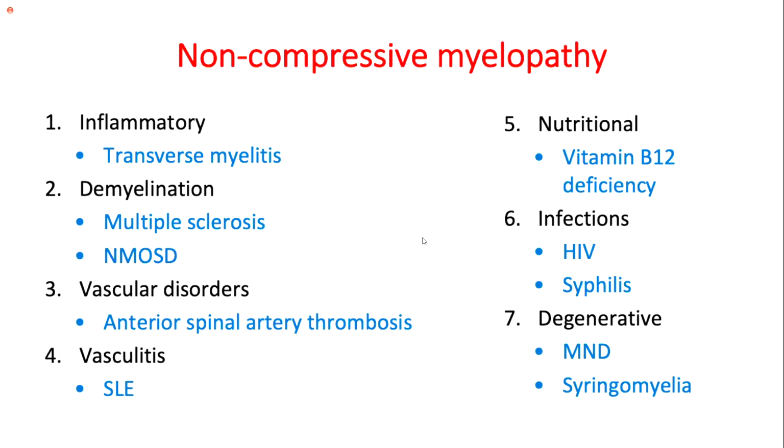And then syringomyelia. So these are the 7 different mechanisms, and under those mechanisms, I have selected the most important entities that you need to know, right? So all for your convenience. So let's start with transverse myelitis.